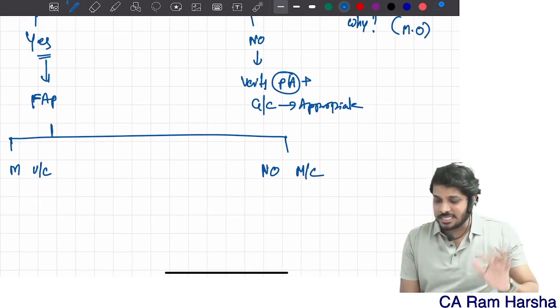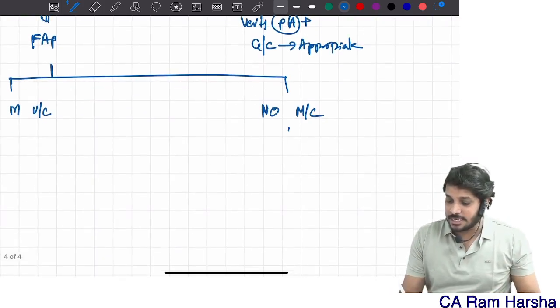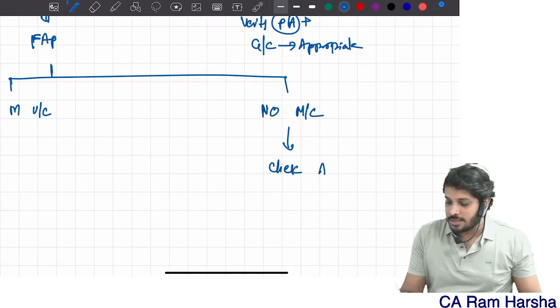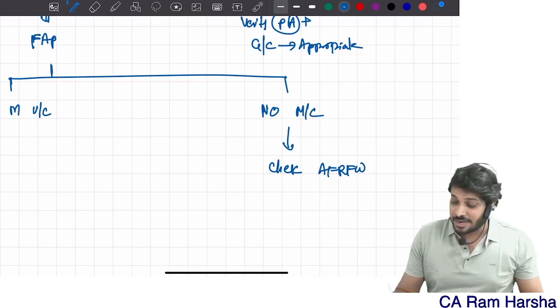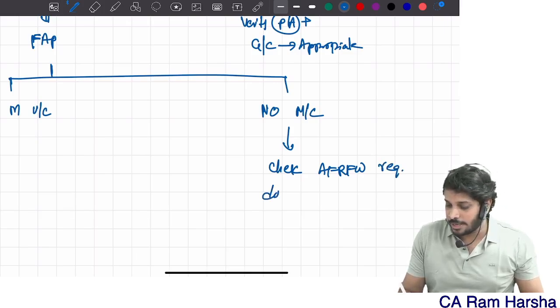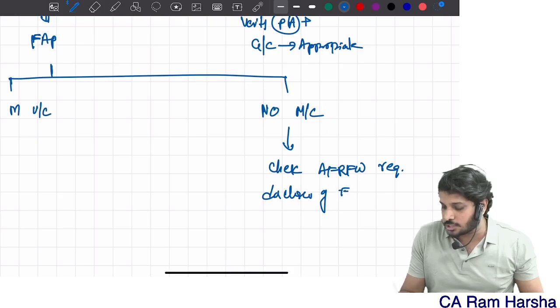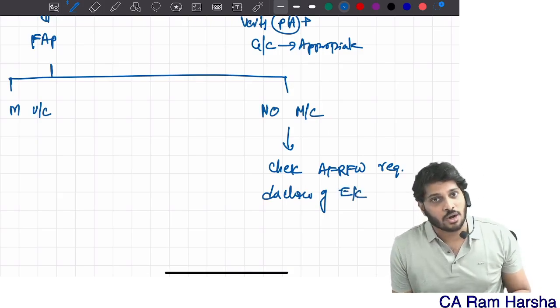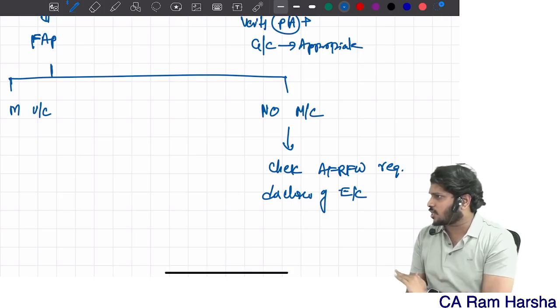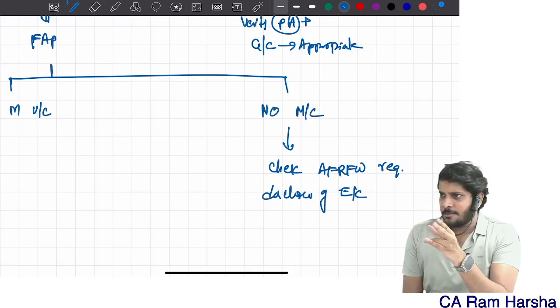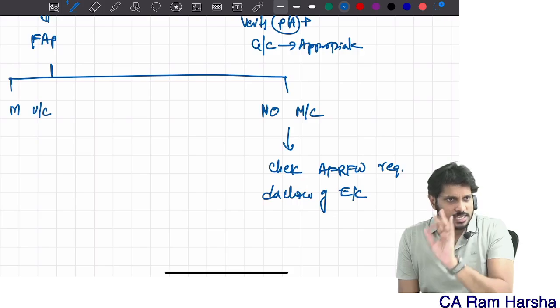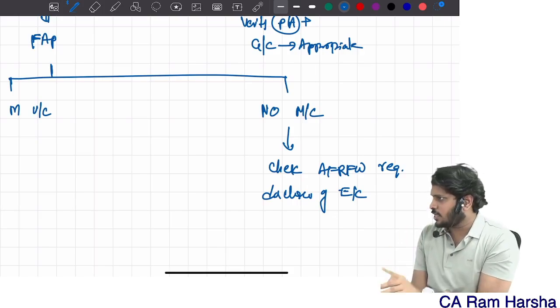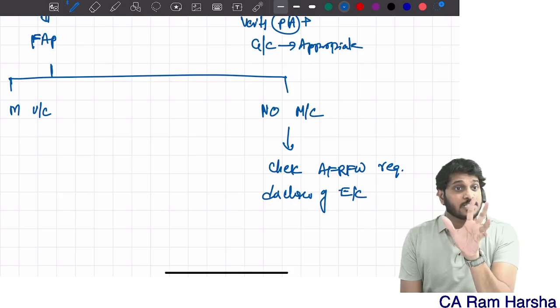No material uncertainty. When there is no material uncertainty, the auditor has to check whether the applicable financial reporting framework requires disclosure of those events or conditions. Check whether the company disclosed or not. The reporting requirement is there in the framework to disclose these events and conditions. If the company disclosed it, unqualified opinion with respect to going concern.